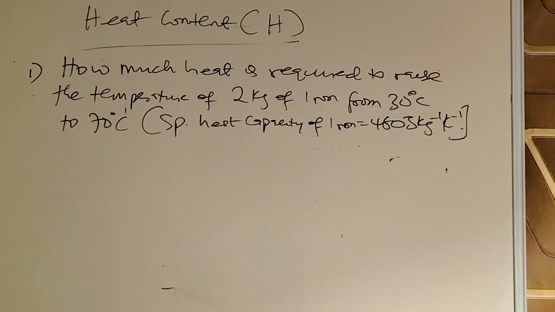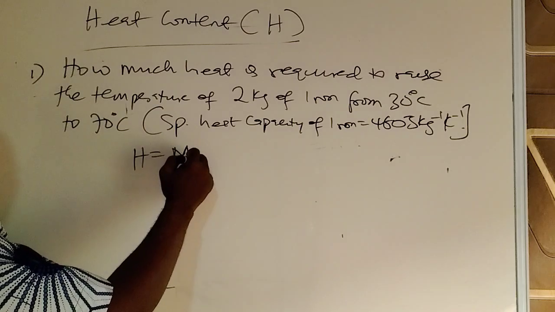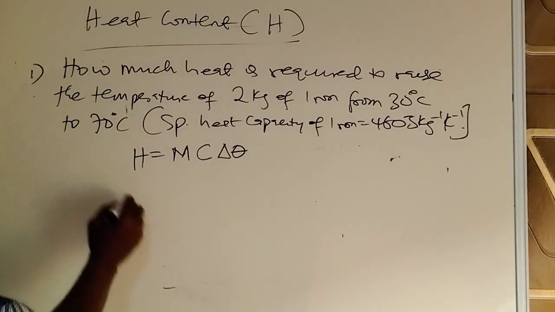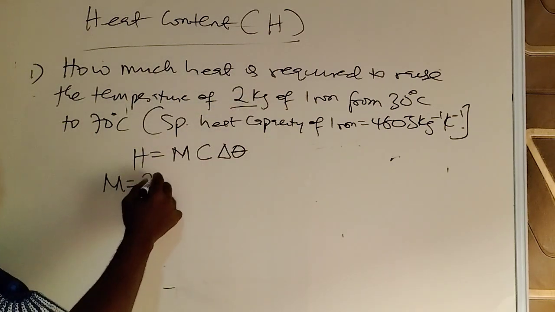So look at the question. How much heat energy is required to raise the temperature of 2 kilograms of iron from 30 degrees Celsius to 70 degrees Celsius? In brackets, you're given the specific capacity of iron as 460 joule per kilogram per Kelvin. So this question is very simple. Heat energy in an object is obtained using mass times specific capacity times change in temperature. The mass of the iron is given to us as 2 kilograms.